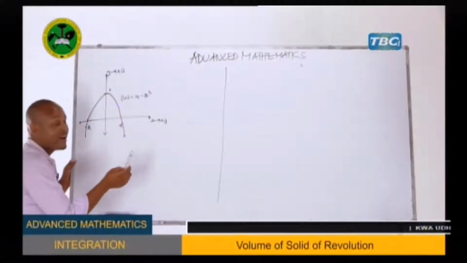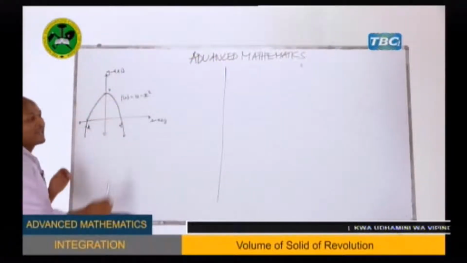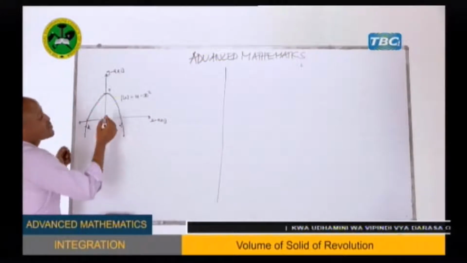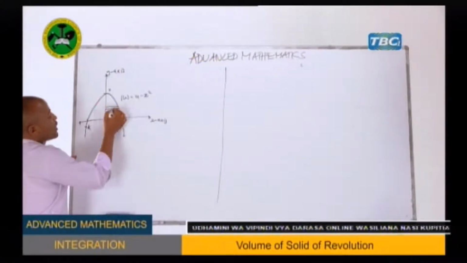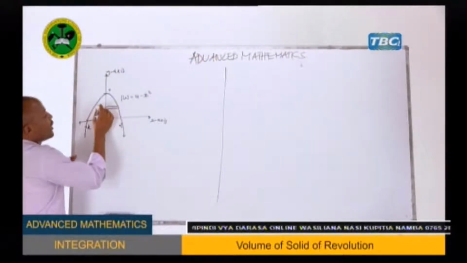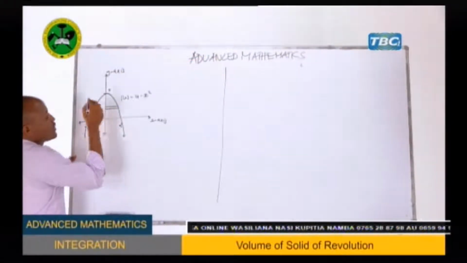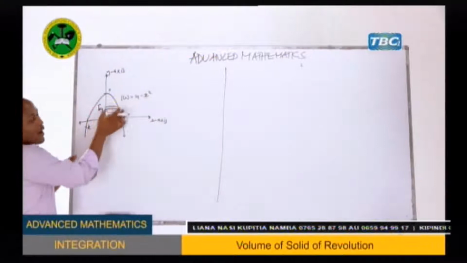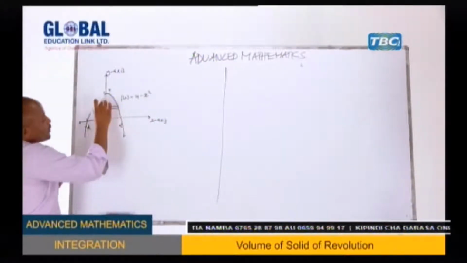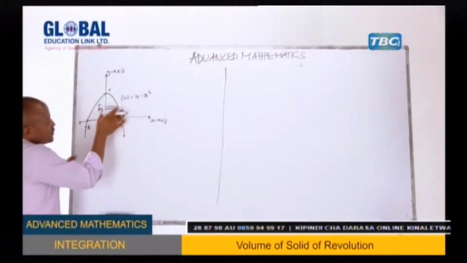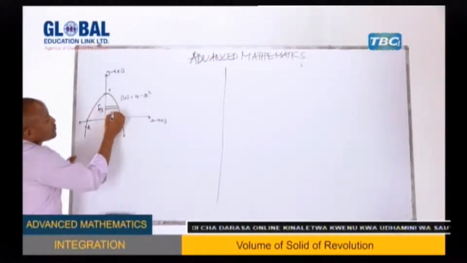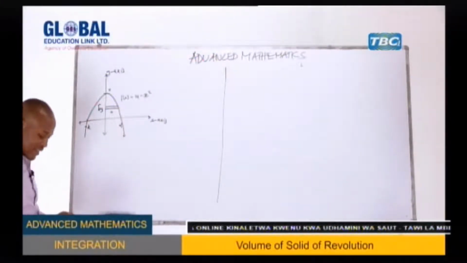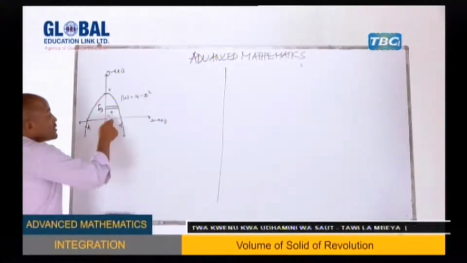It is now rotating around the y-axis. That is to say, our small change will be in that. That means we are going to have our small change, that is dy, and that is our height, and that is to say our radius will be x. That is the function evaluated in that form.